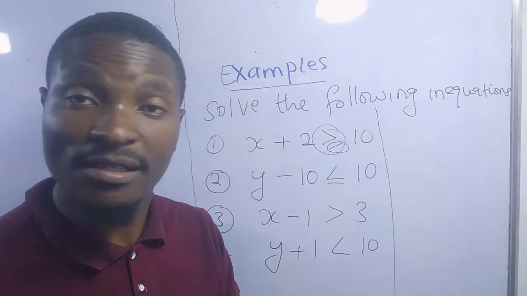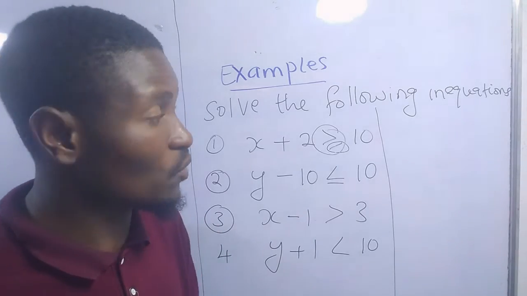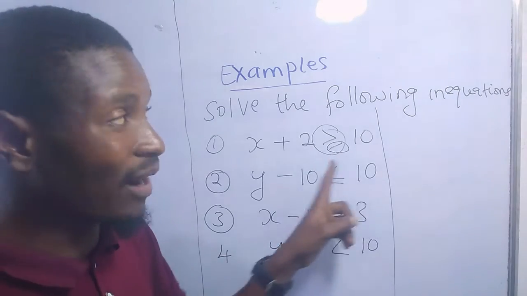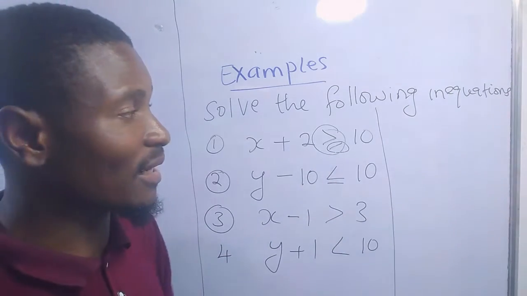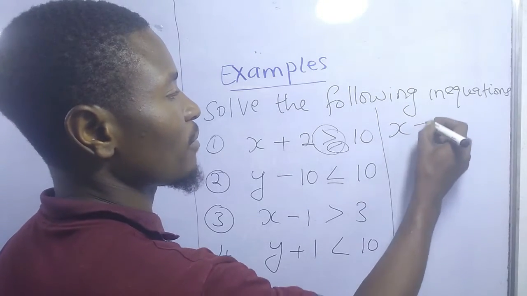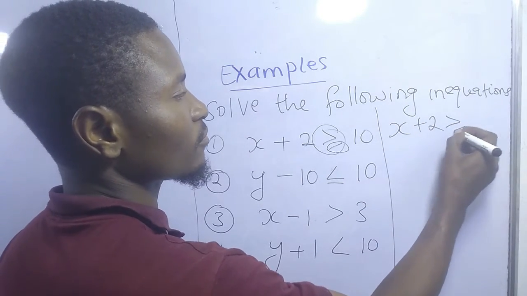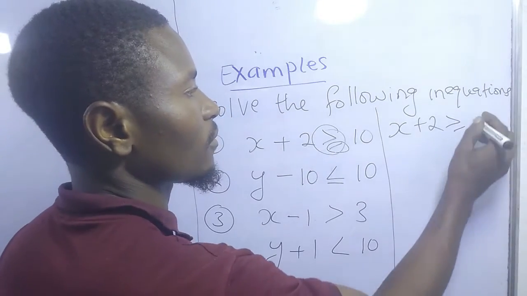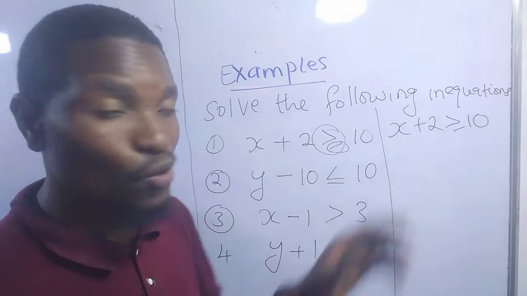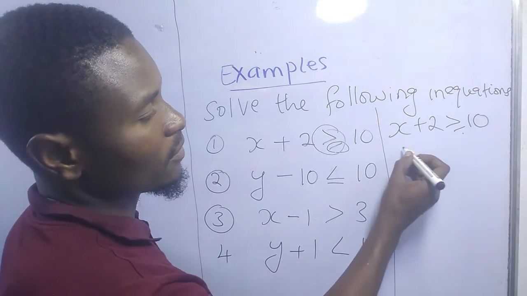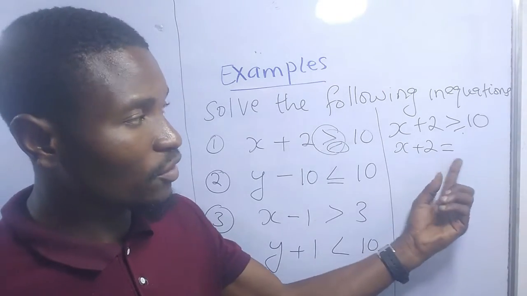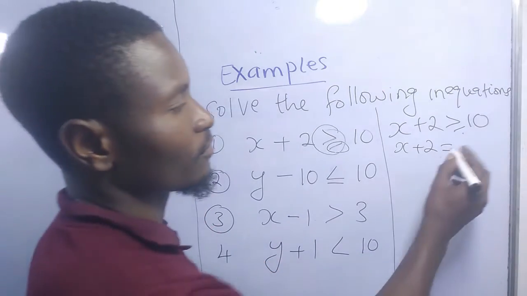But there are some things that you're also supposed to know, it's not just a matter of changing the inequality symbol to an equal sign. So this is going to be x plus 2. The first thing that you do is x plus 2 equal to. So you change this one.